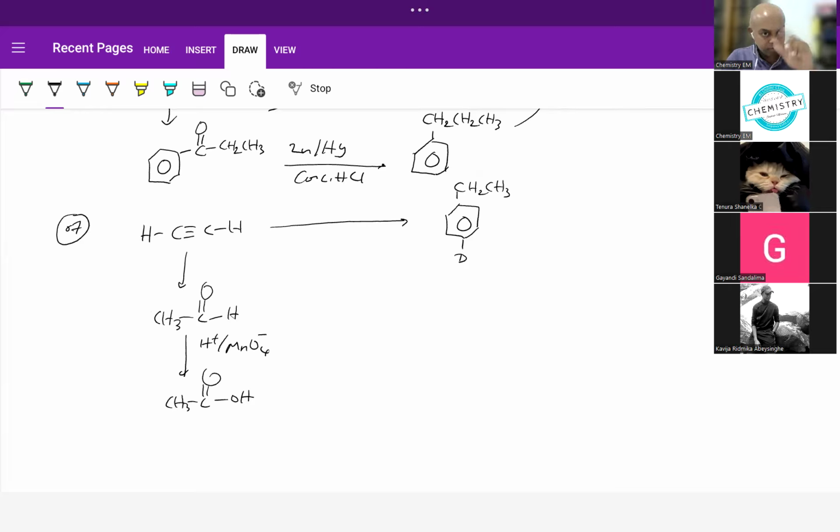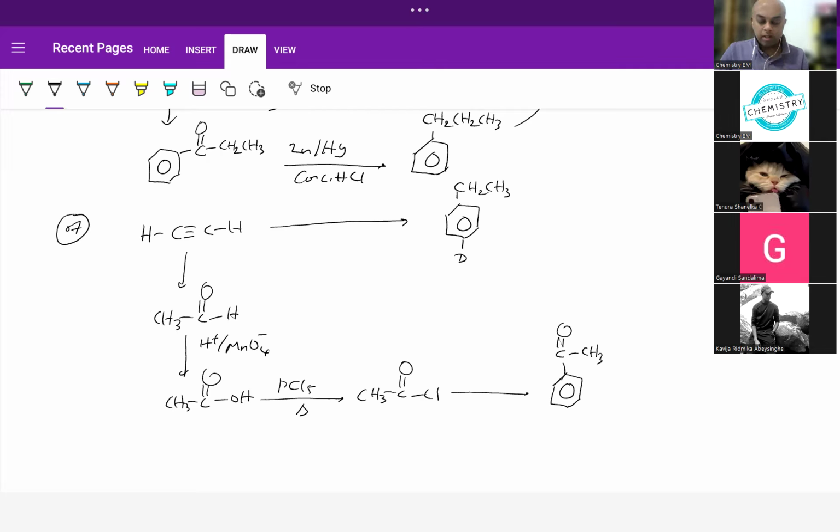I have shown you the previous step actually, the earlier conversion, today. Right? Then this one can be converted into CH3 C double bond OCl. PCl5 can be used for this one. OH group can be converted into Cl by using PCl5, right? Then I'm doing Friedel-Crafts acylation. Then I'm having C double bond O CH3, right?